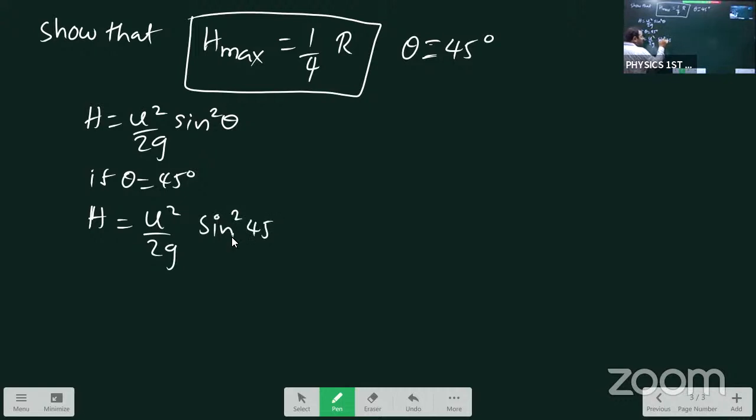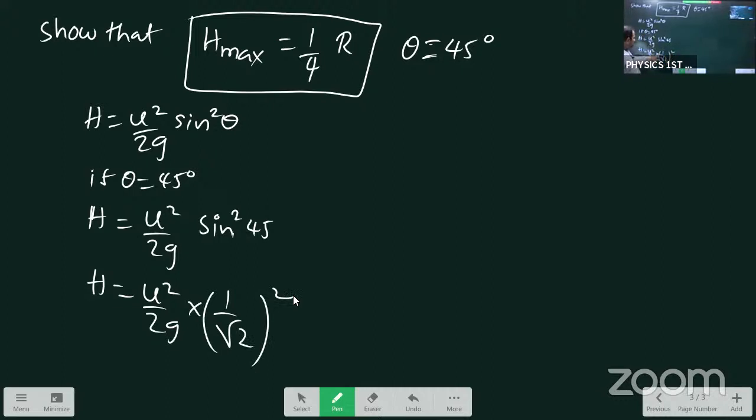This is u square by 2g times sin 45, which is 1/√2, whole square. What does 1/√2 whole square mean? Obviously root and square cancel each other. H equals u square by 2 into 2, directly you write 4g. This is equation number 1 for 45 degrees.